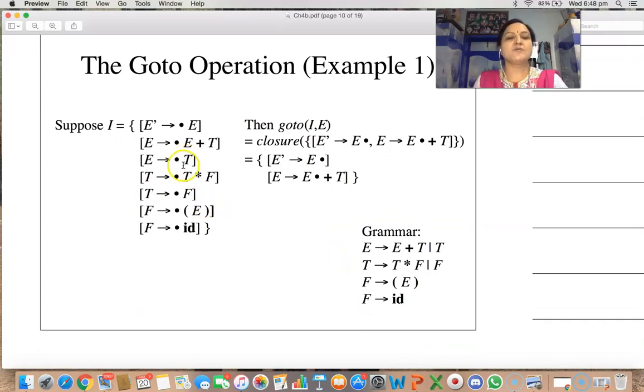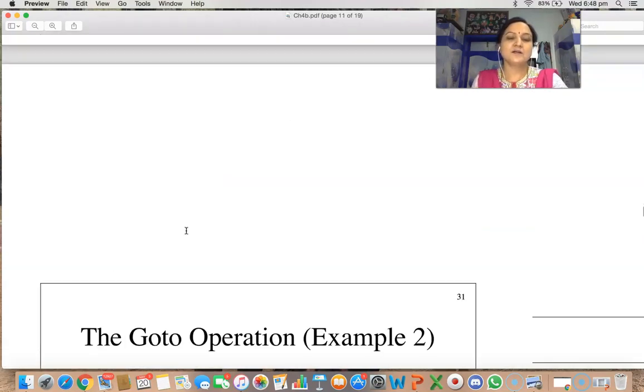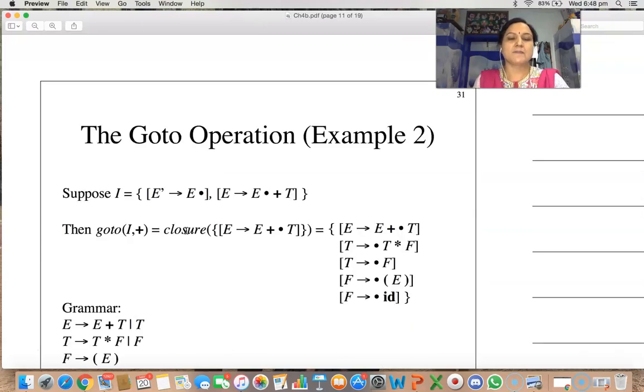Similarly, we can compute goto(I, T). It will go on for both of these, then goto(I, F), then goto(I, opening bracket), goto(I, id). This is how we compute the goto for all the grammar symbols.